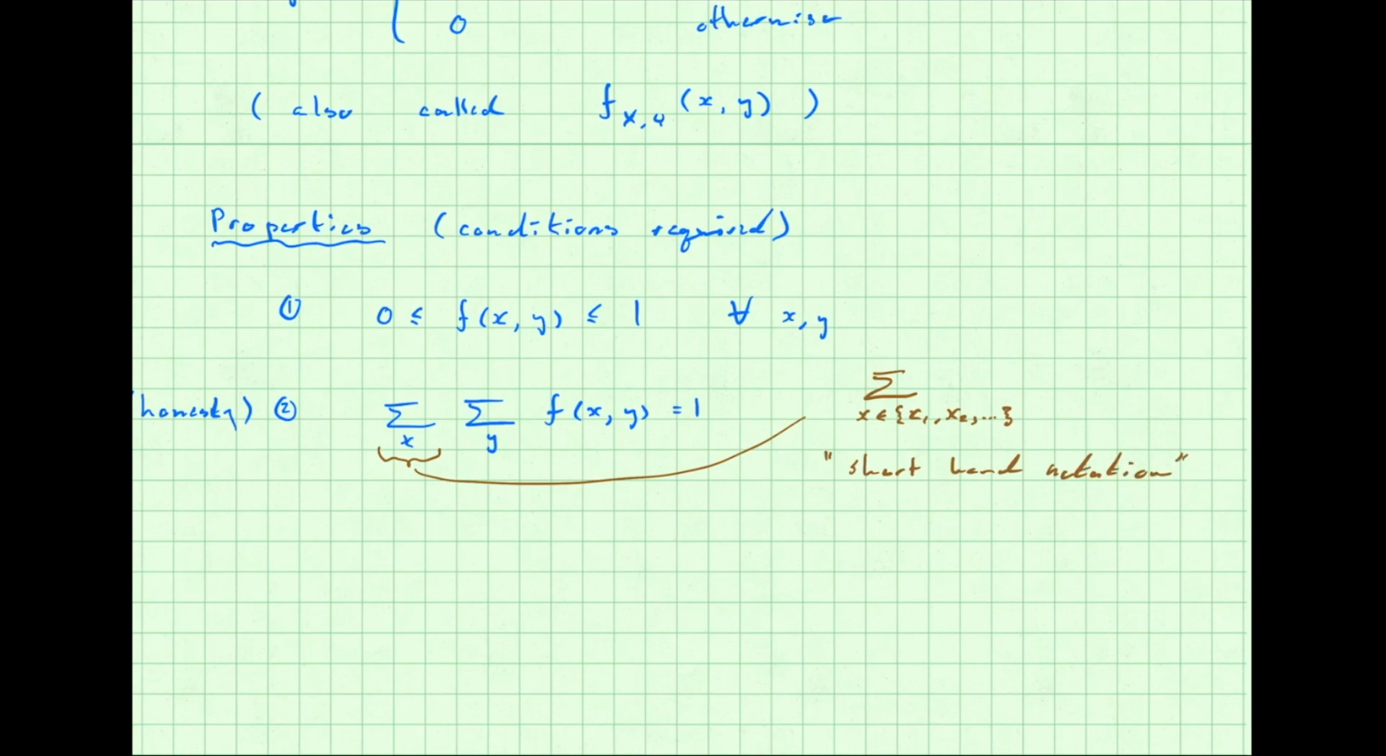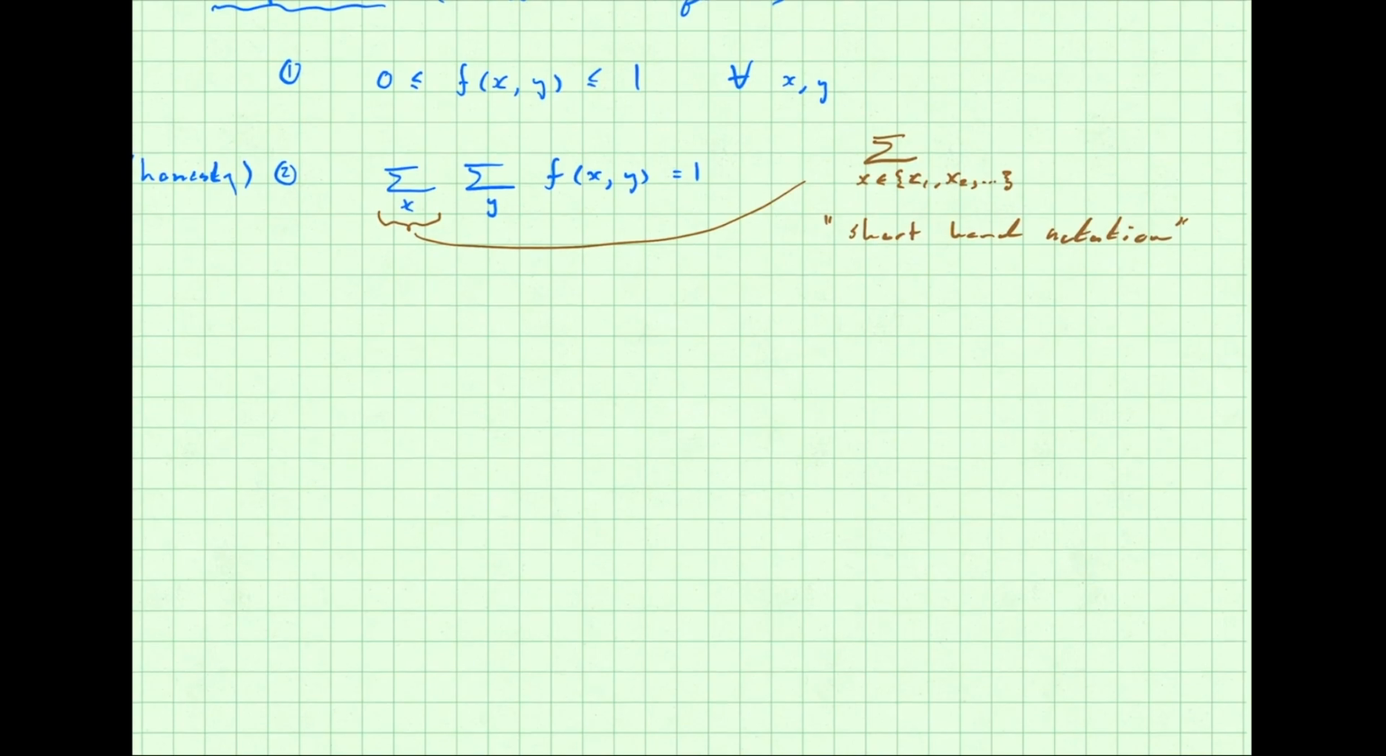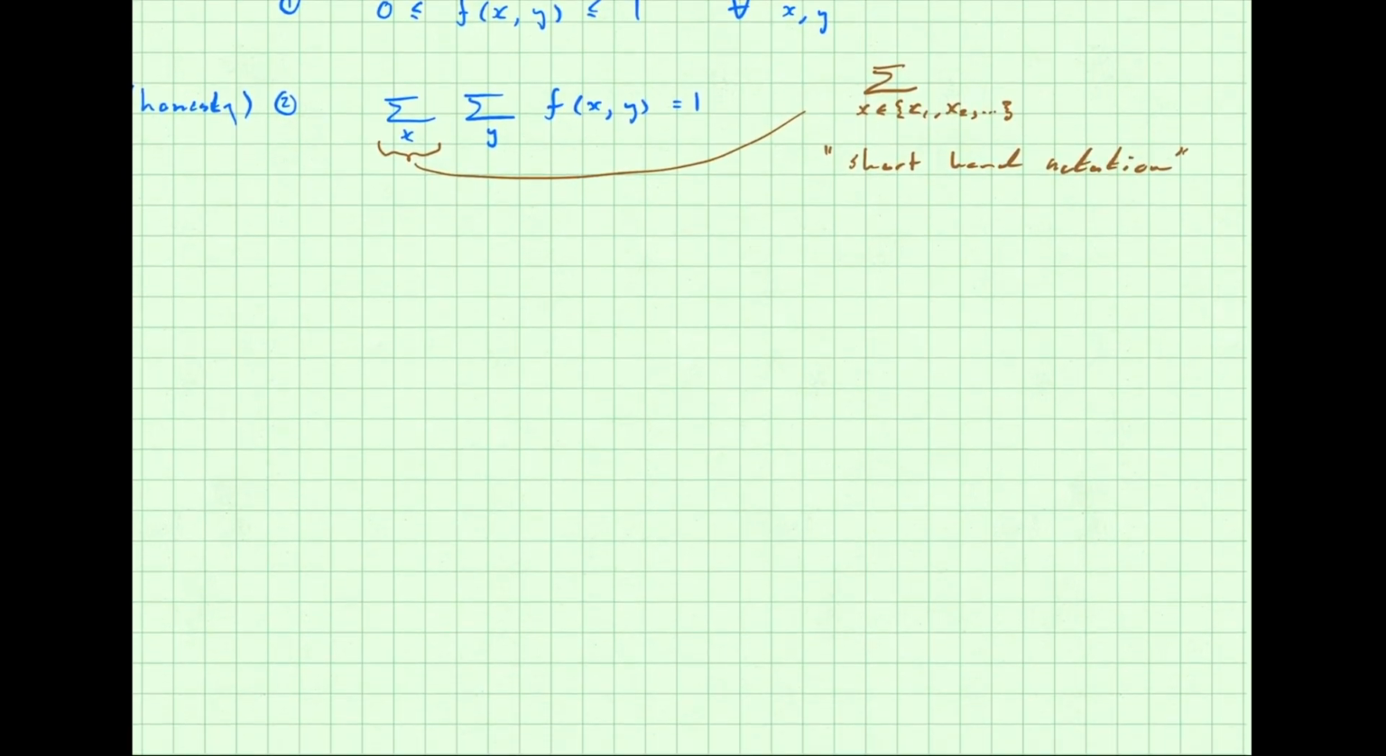Or you could just call it sloppy. Because if things get complicated, it becomes confusing. But yeah, those are the two conditions that we have.